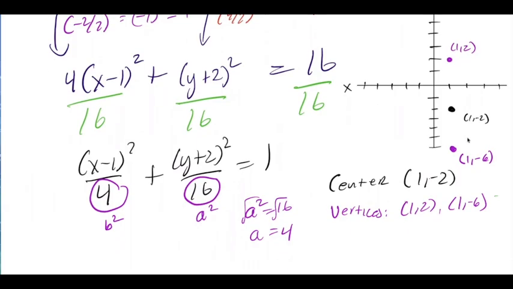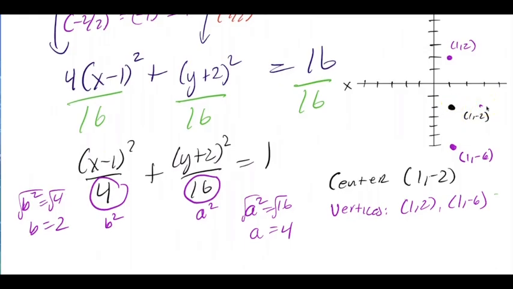Let's find our co-vertices. Same concept. We know b squared equals 4, so b equals 2. And in this problem, our 4 was underneath our x. We're going to go 2 in each direction from our center. Starting at 1, -2, we're going to go 2 to the right, which gives us 3, -2. And we're going to go 2 to the left from our center, which is going to be at -1, -2. And there is our ellipse. Co-vertices: -1, -2 and 3, -2.